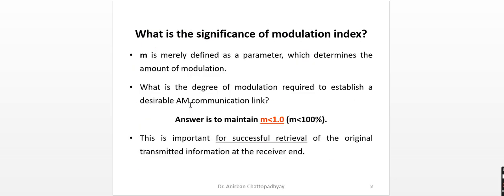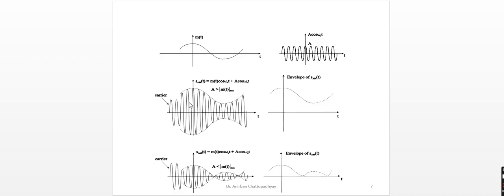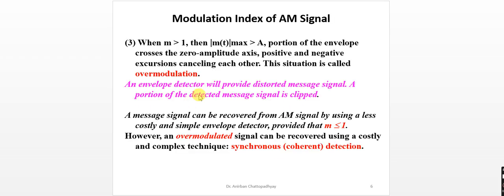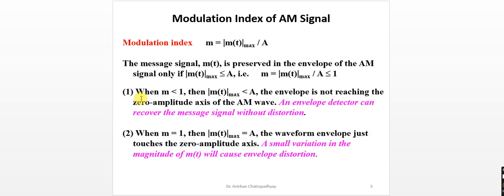So this is actually the significance of modulation index. The modulation index defines how my modulation actually occurs. Is it under modulation, is it over modulation, or is it perfect modulation? Again I am repeating, under modulation is when modulation index is less than 1, that means Vmax minus Vmin, the maximum amplitude of the modulating signal by the maximum amplitude of the carrier signal, is less than 1.